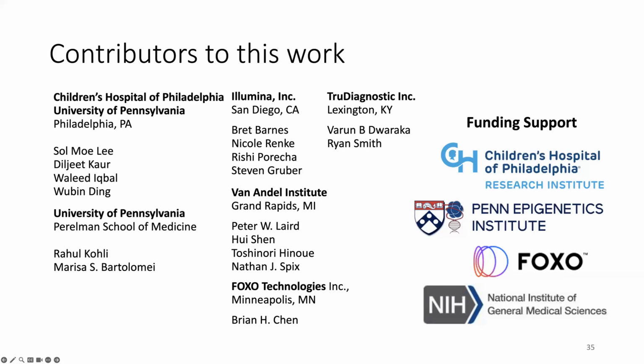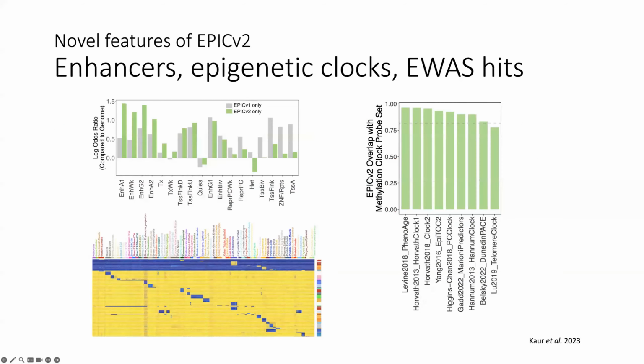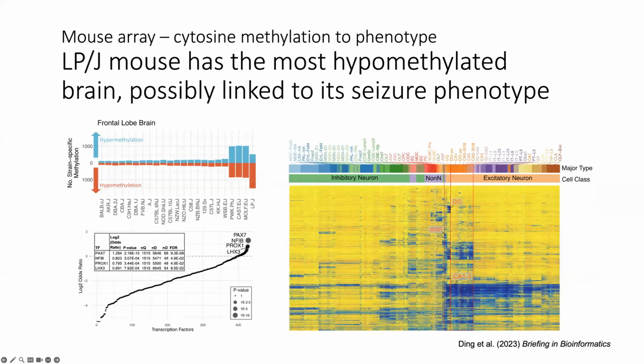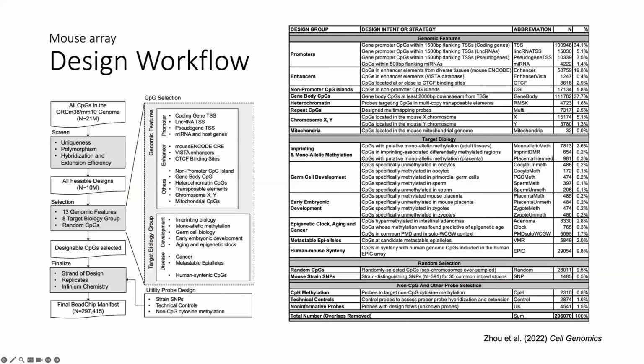My question is more from an understanding perspective. In one of your earlier slides, you talked about the target biology group, which covered various things you're looking at. Question one is, are these different arrays that you're creating, or are all these embedded within one array? The related question is, I would love to understand a little more about this human-mouse synteny group of CpGs that you've included, and the significance of that especially.